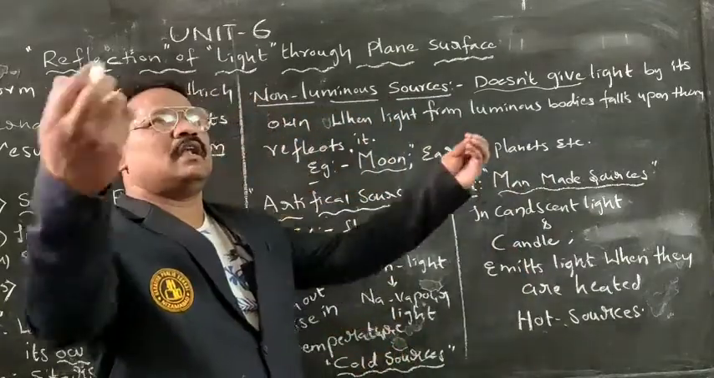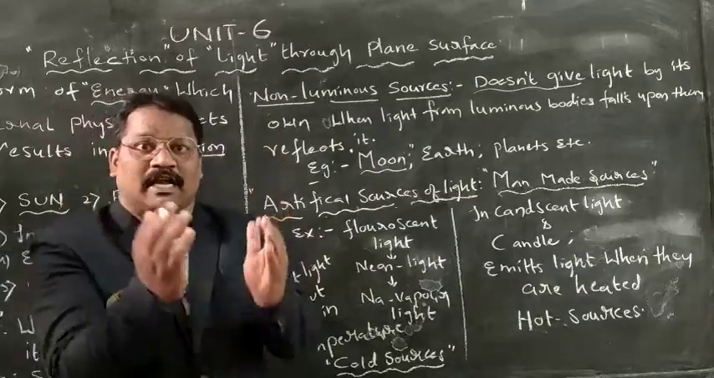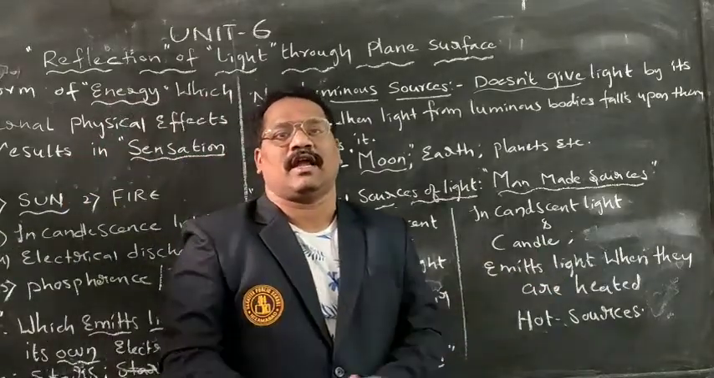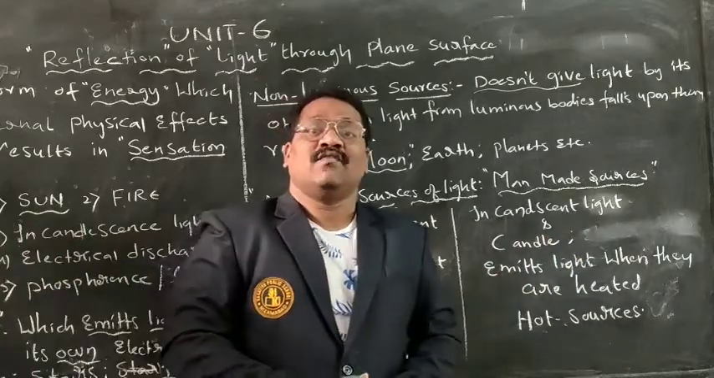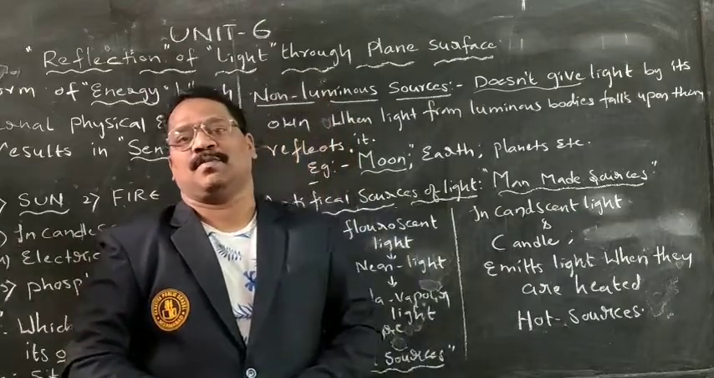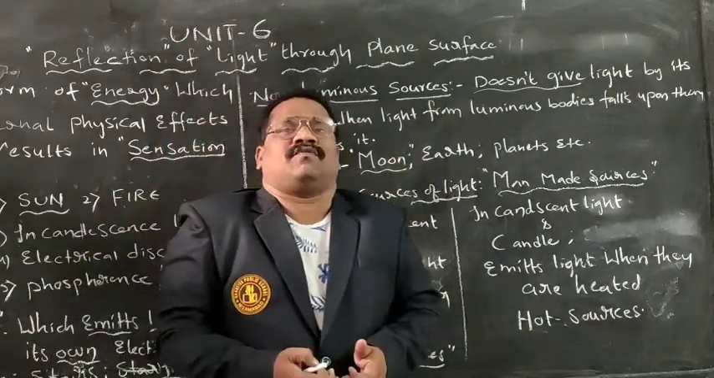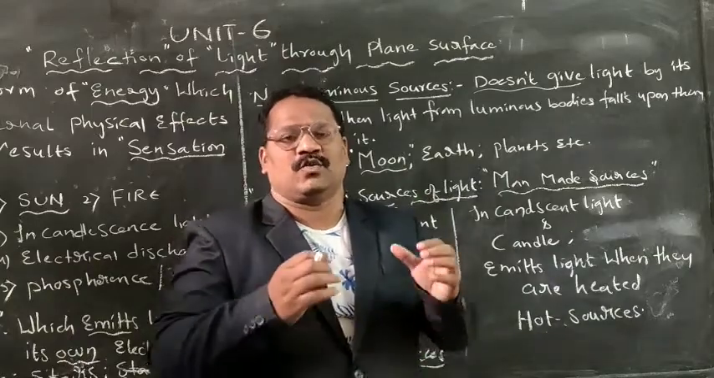Which are made by man to produce light. For example, why did they make this light there itself? Means during night time, if it doesn't have any light, can we see all the objects? The person who is sitting beside us, we are unable to identify the person who is sitting beside us.